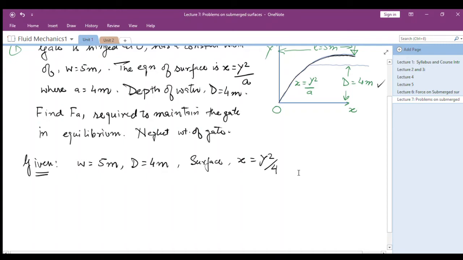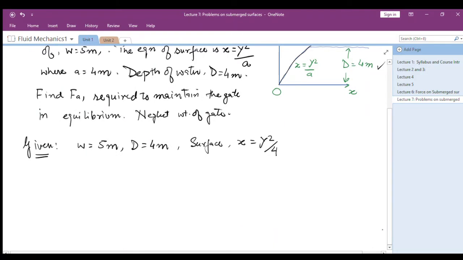Okay, so this is something which is given to us. Now, once I was discussing force on a submerged surface, I talked about that you have a surface and the vertical force would be the weight of the liquid above the surface. That's what I said. But if you look at this problem here, the liquid is below the surface. Okay, so no need to get confused with that. It is one and the same thing.